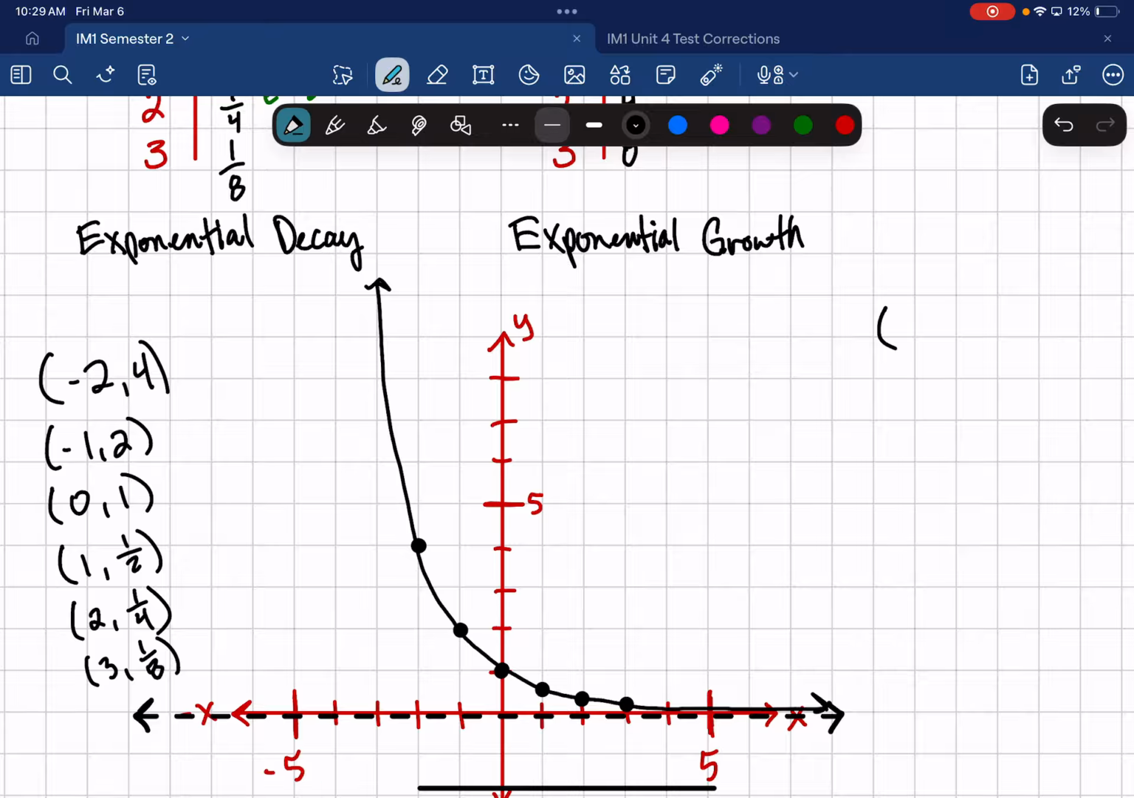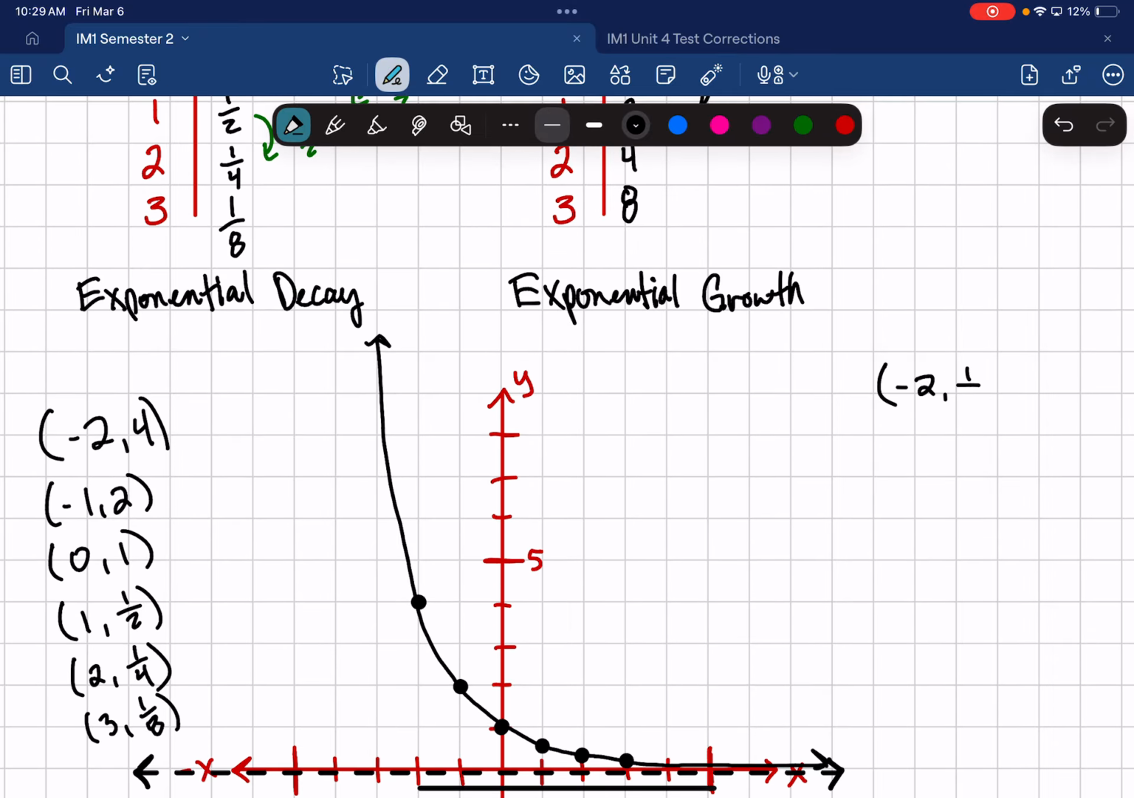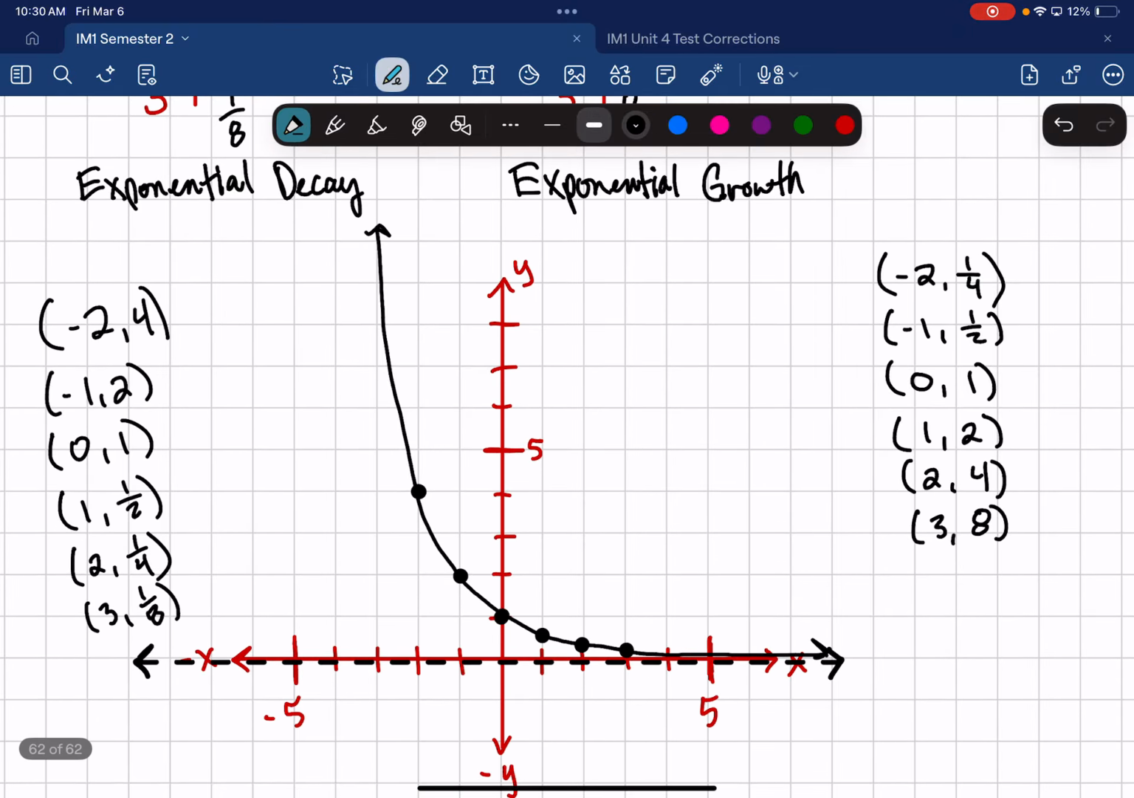So then, this other function, negative 2, 1/4. Negative 1, 1/2. 0, 1. 1, 2. 2, 4. And 3, 8. So I'm just pulling those values down from the table and I'm putting them into a point notation so that I can graph it.